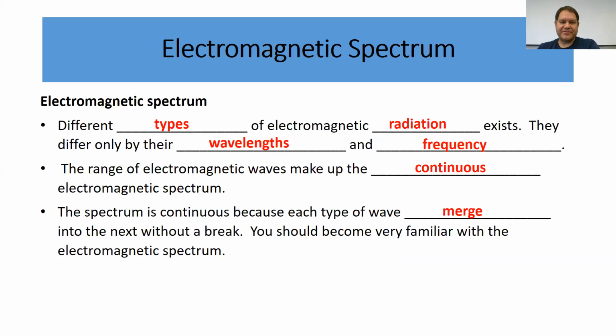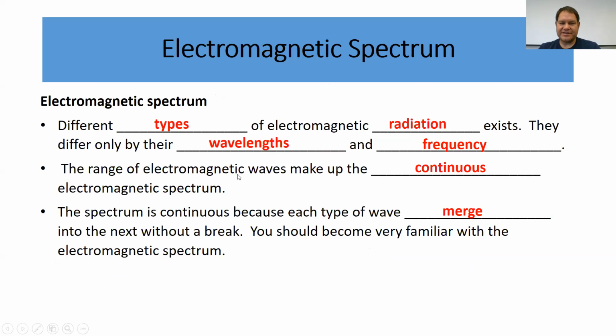All right, so here's a few things to jot down in your notes. Again, the different types of electromagnetic radiation exist. They differ only by their wavelengths and frequencies, okay? Only by their wavelengths and frequencies.